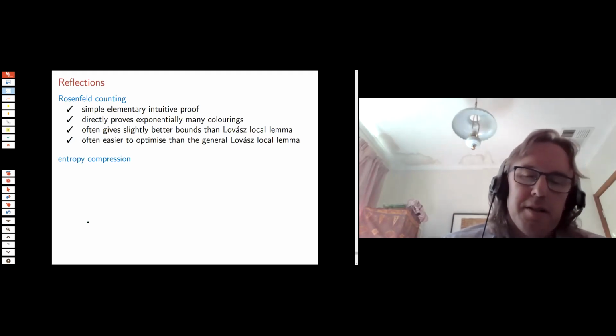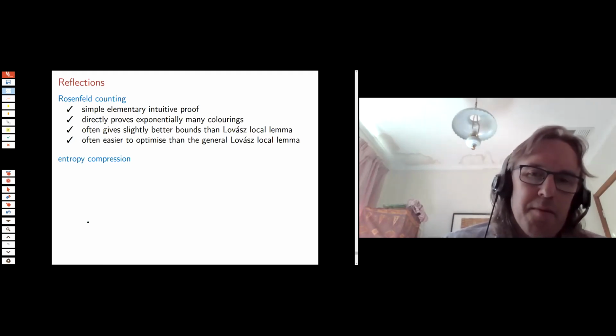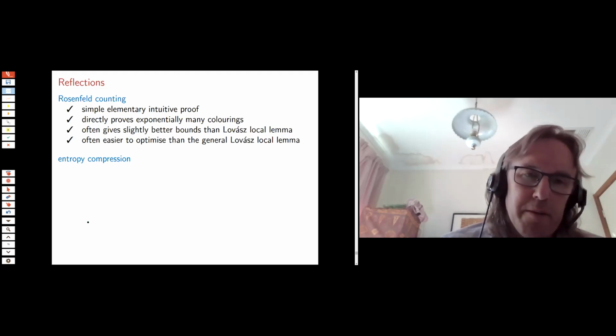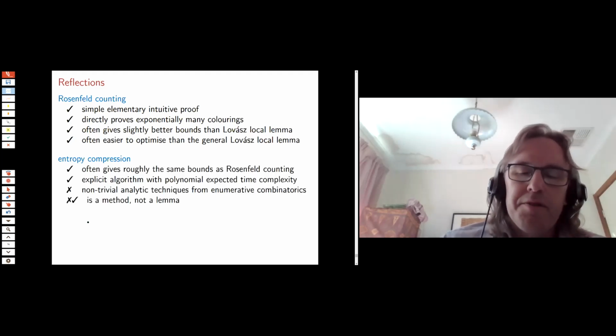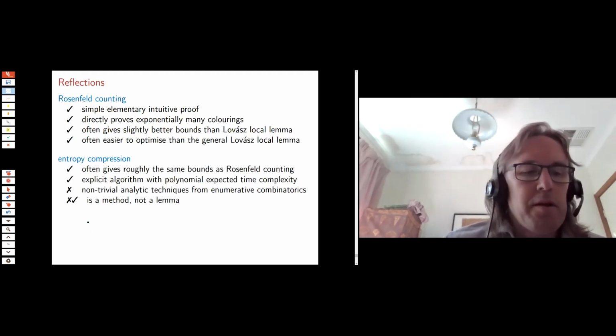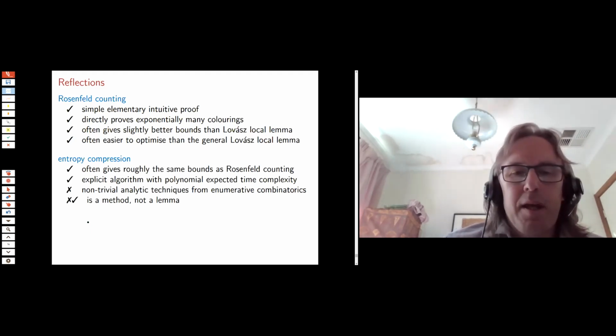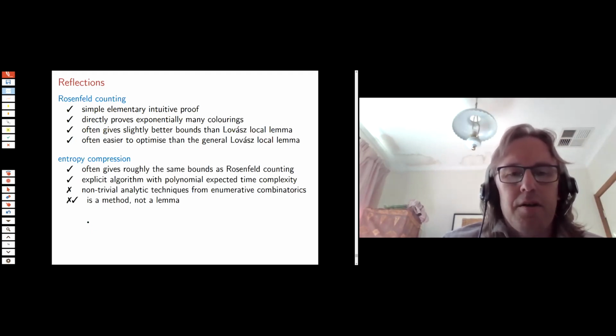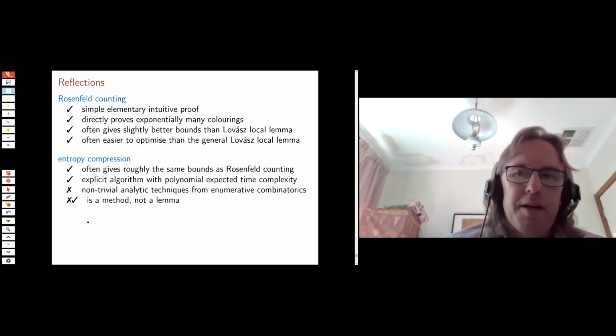Entropy compression is this other method that came out of the algorithmic proof of the local lemma. Often it gives roughly the same bounds as Rosenfeld counting. The big plus of entropy compression is that it gives an explicit algorithm with polynomial expected time complexity. The downside is that often you need to use non-trivial analytic techniques from enumerative combinatorics to analyze the performance of the algorithm.